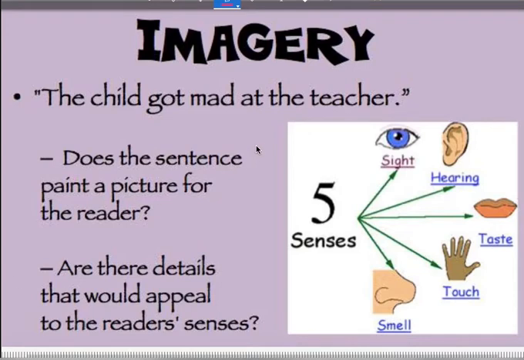So again, the child got mad at the teacher. Does this sentence paint a picture for the reader? Are there details that would appeal to the reader's senses? Not really. It's a very boring sentence. So you could take a simple sentence like this and try to appeal to your reader's 5 senses to make it more interesting and paint a picture for that reader.